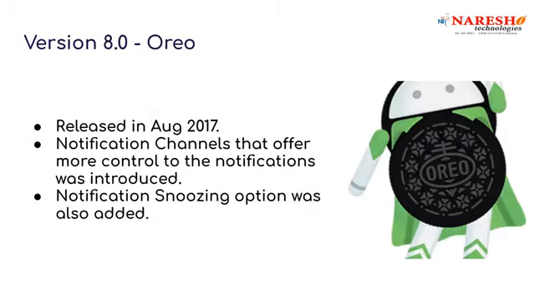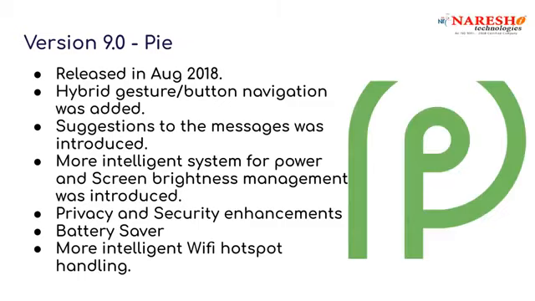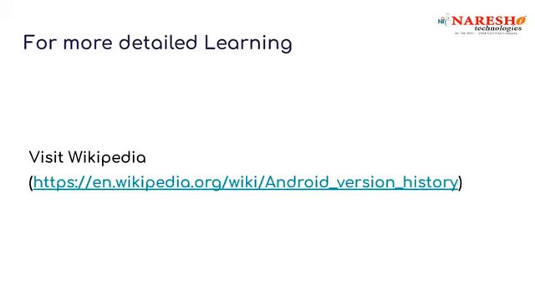So 8.0 also improved notifications. There are notification channels introduced and much more features. We'll learn all these features one after the other while we talk about these concepts. 10, 11, 12. For 12, I did not include any other details, but you can go through this Wikipedia link to learn more about Android version history.